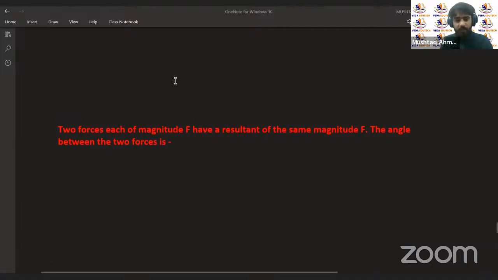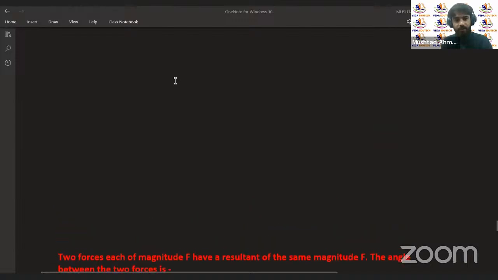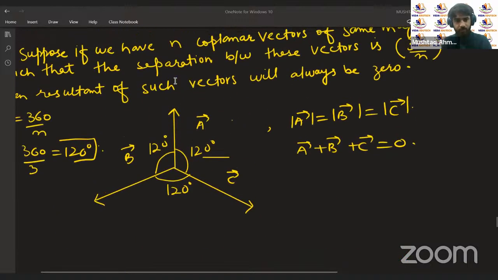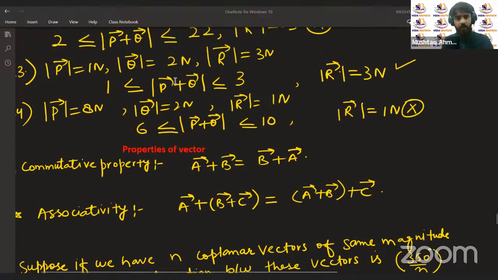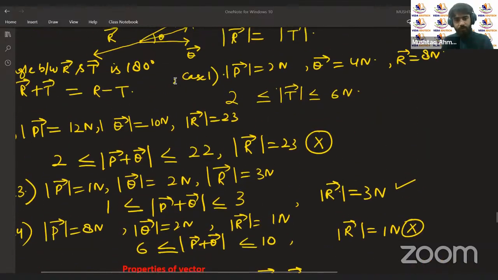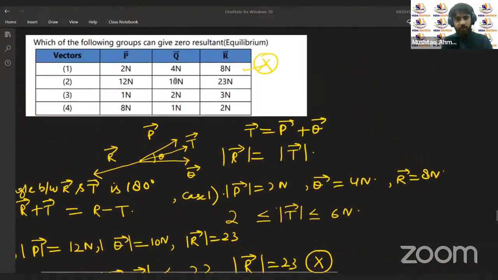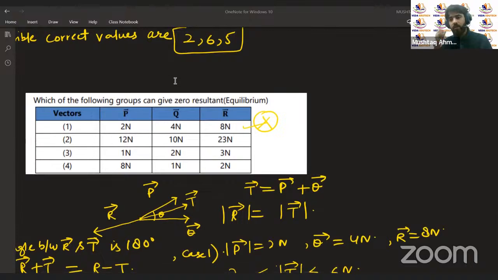In the last class, we discussed the vector addition of two vectors, and we also discussed some of the properties of vector addition, where we discussed the commutative property as well as the associativity of the vectors, and we found that vector addition is commutative as well as associative in nature. And we also solved many examples related to the range of the vector addition.